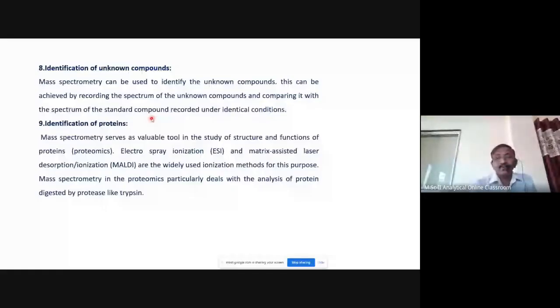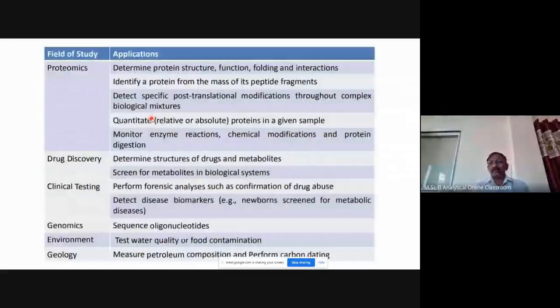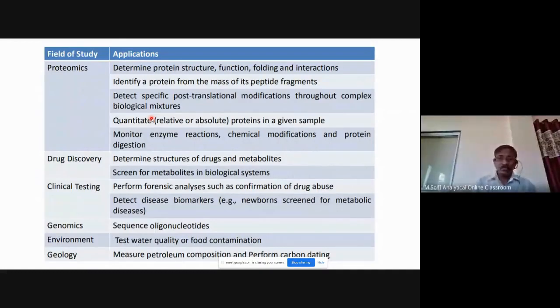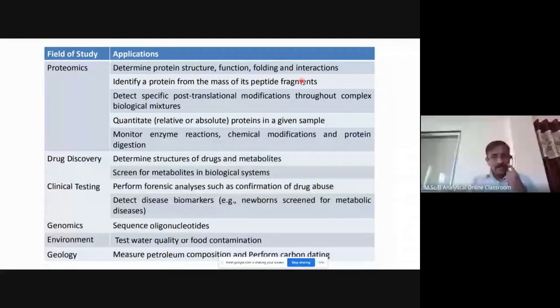So these are the most useful applications of mass spectrometry. Broadly, it is applied in clinical testing, genomics, environment, geology, in all these fields. Mostly the mass spectrometer is used. In proteomics, it is used for identification. Also, they can find out the mass of fragmentation of peptides. Also, it can detect post-translational modifications that can take place before and after fragmentation.